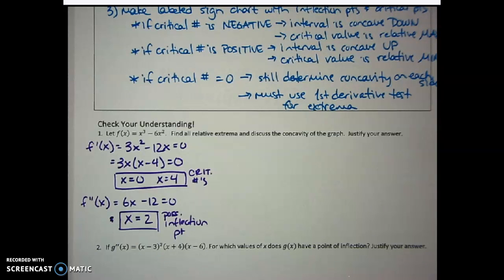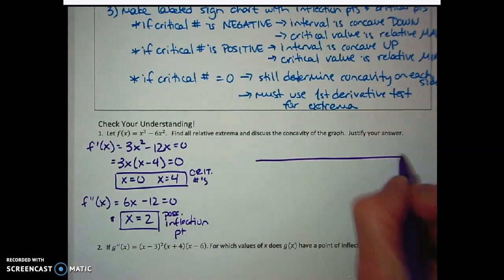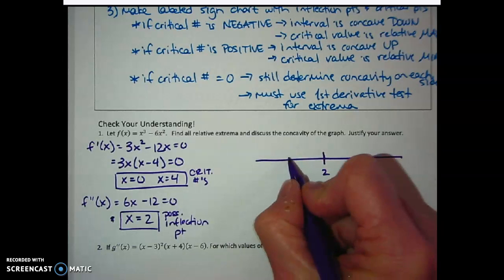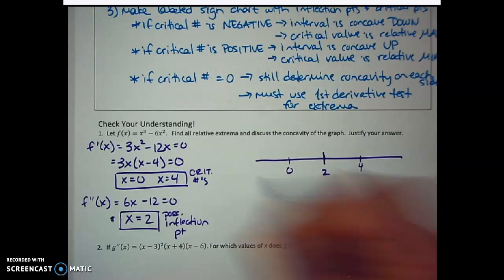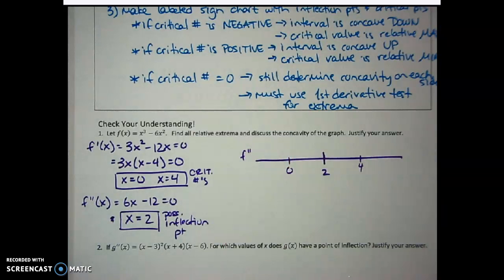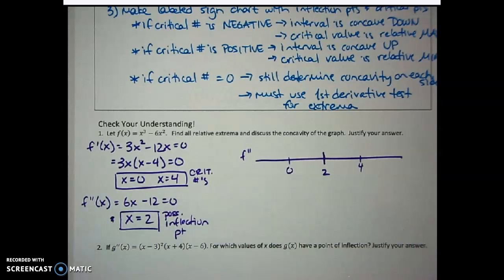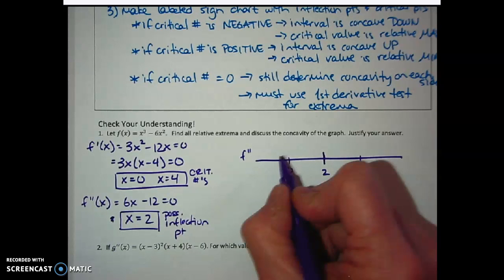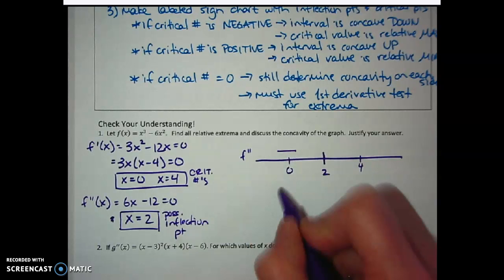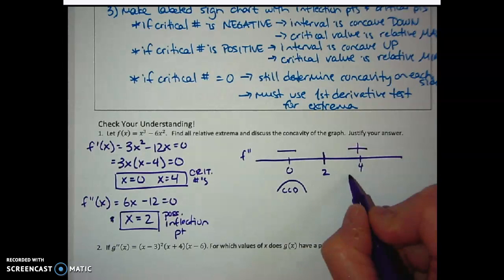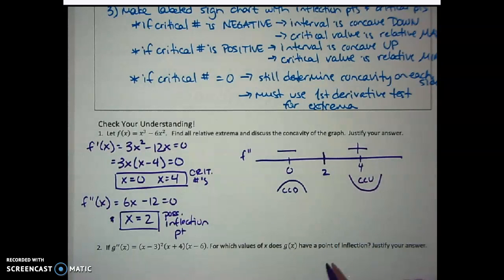Now I'm going to make my signed line chart. I'm going to put my inflection point in the middle, and then on each side I have my critical values. And this is my second derivative test, so I'm going to let myself know that that's what it is. Now I'm going to plug 0 into my second derivative. When I plug 0 into the second derivative, I get a negative value over here. So that means that this is going to be concave down. When I plug in 4, 24 minus 12, I get a positive value over here. That means that this is concave up.